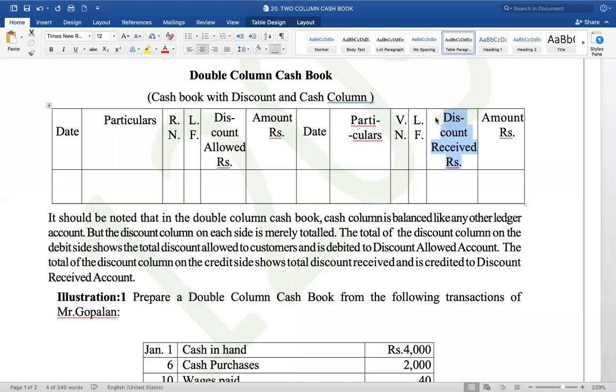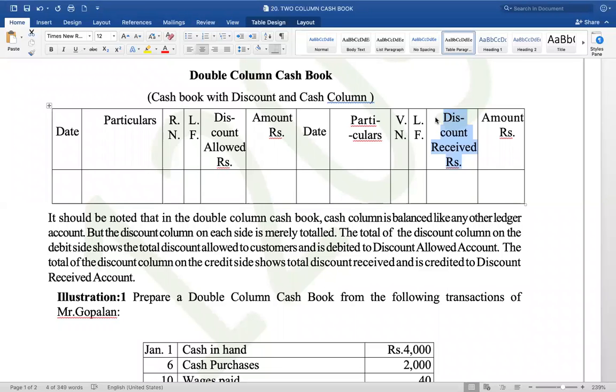Date, particulars, receipt number, LF, amount are same. Date, particulars, voucher number, LF and amount are same on the credit side. Only thing is on both the sides, there's one column added, that's discount column. I want somebody to read this paragraph. Can you please? Yeah, Janvi, go ahead.